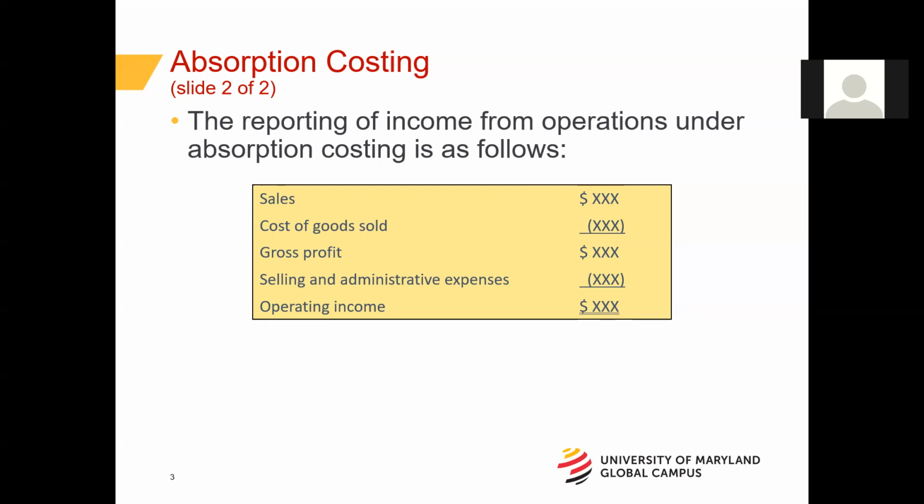So sales minus cost of goods sold equals gross profit, minus selling and administrative expenses, equals operating income. Now you might be asking yourself, Dr. B, why is selling and administrative expenses here in absorption costing? Well, I'm so happy that you asked that question. Earlier we mentioned that absorption costing includes both variable and fixed factory overhead. Selling and administrative expenses are related to the selling process, which is why we see those just below gross profit, and that's why they exist on this form of the income statement.